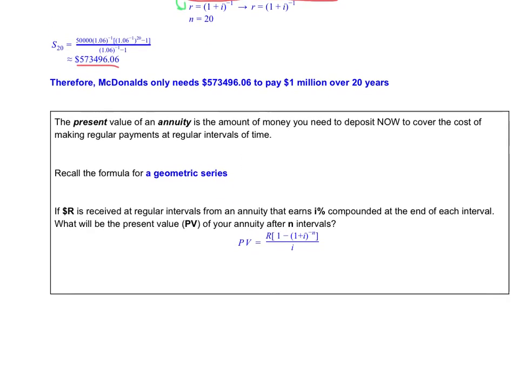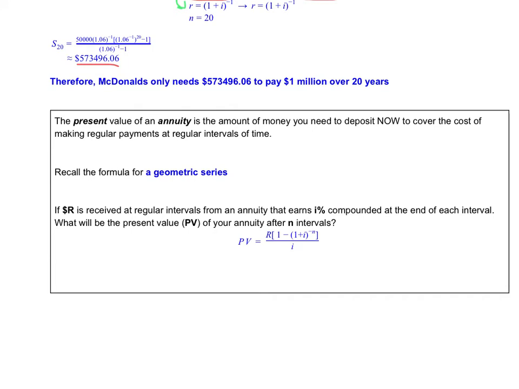So let's look at what our formula actually looks like. Here it is, after it's all simplified, in the geometric series formula. It looks very similar to the future value one. It's really just that numerator bracket that is slightly different. So let's apply this to a few word problems.